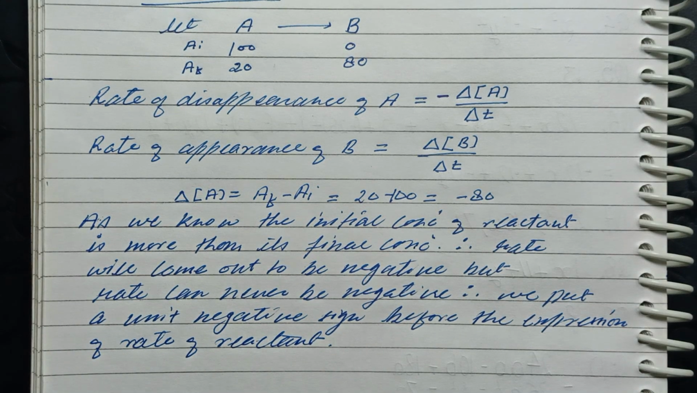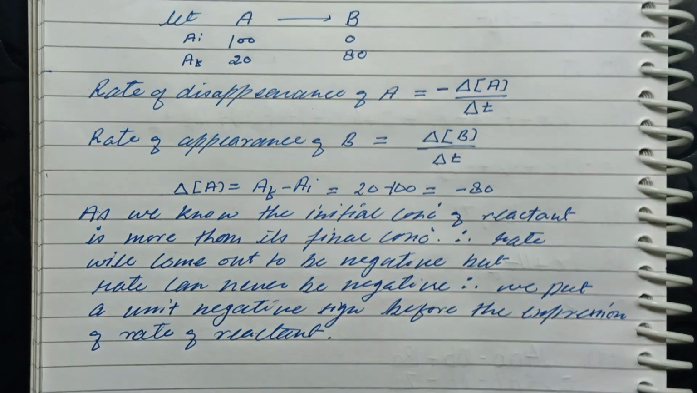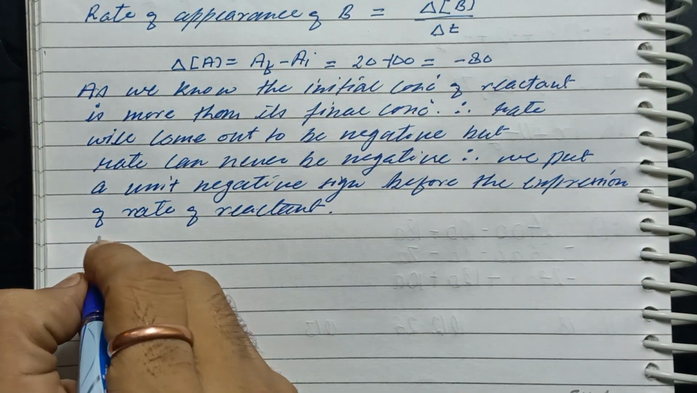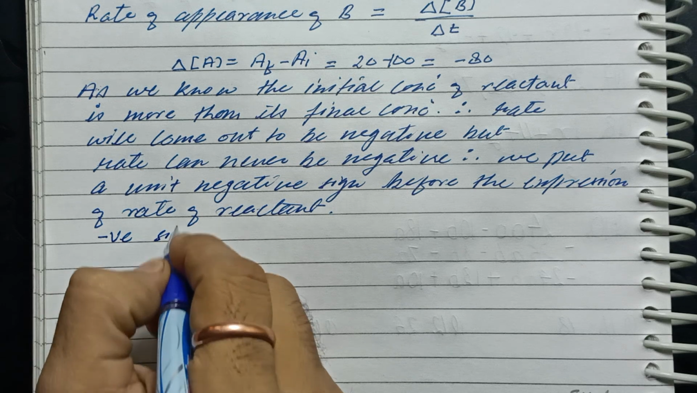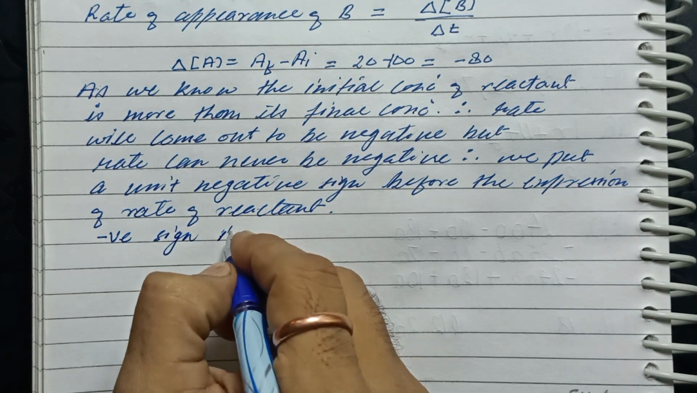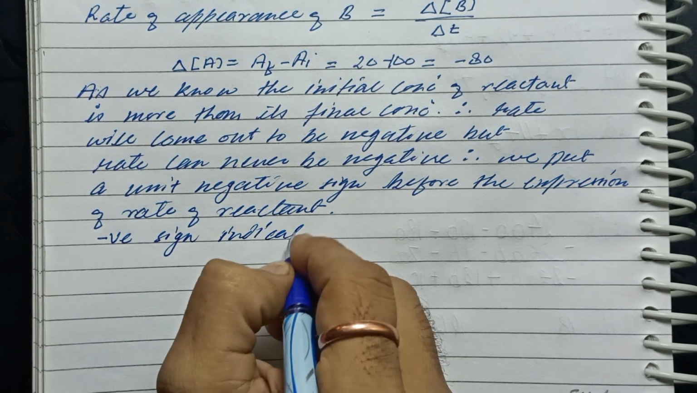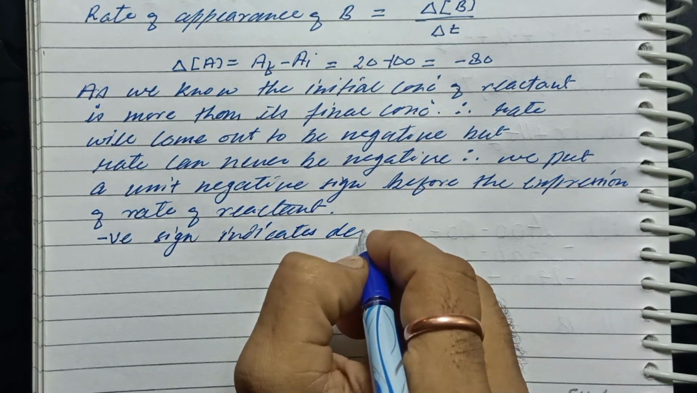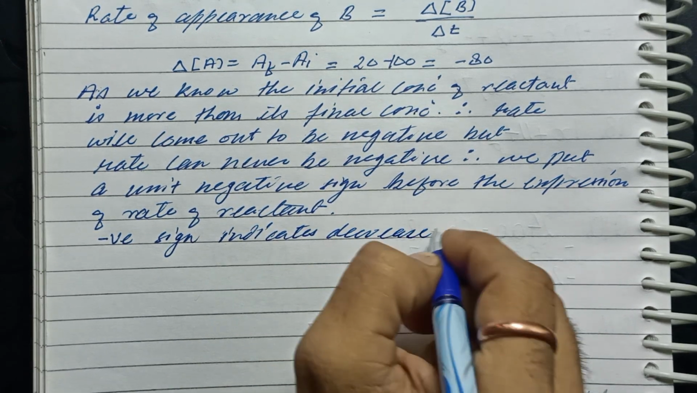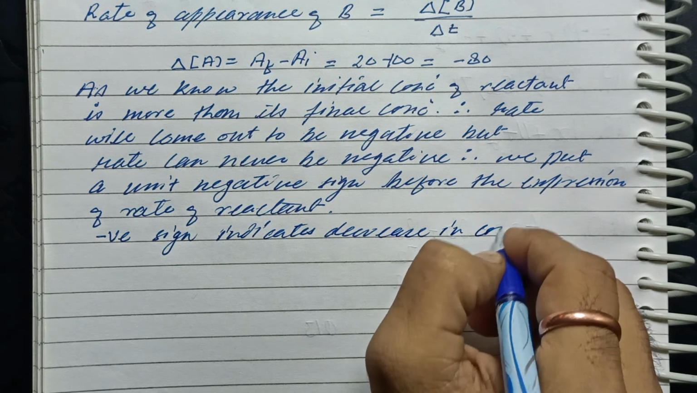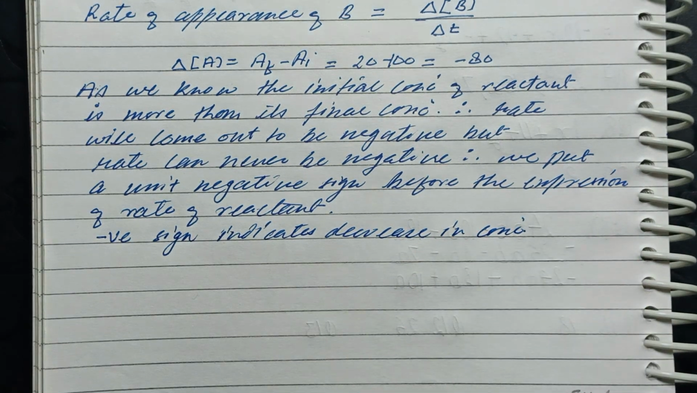रेट ऑफ रिएक्टेंट से पहले हम नेगेटिव साइन लगा देंगे। तो ये जो नेगेटिव साइन है ये इंडिकेट कर रहा है देयर इज अ डिक्रीज इन कंसंट्रेशन। नेगेटिव साइन indicates decrease in concentration.